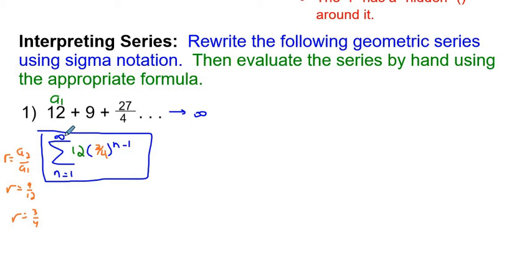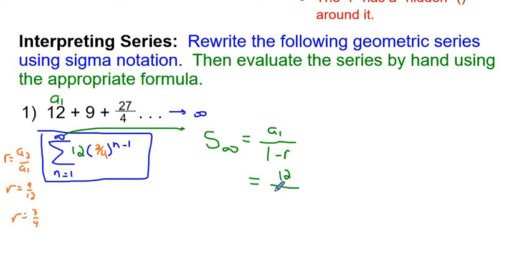So now that I see this infinity, that means I'm going to use this formula instead, which is a reduced version of the other formula. And so what I'm going to do is I'm going to put a1 in. Please remember that a1 means put 1 into here. It's very important, okay? So 3/4 to the 0 is 1. 1 times 12 is 12. You have to check to make sure that a1 is actually what you think it is.